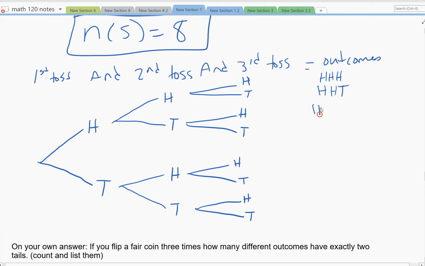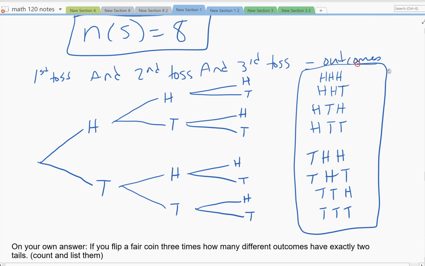So the next one would be heads, tails, heads. Heads, tails, tails. Tails, heads, heads. Tails, heads, tails. Tails, tails, heads. And then all 3 come out tails. A little sloppy there, but if you count them, these are all the possible outcomes. There should be 8 of them. And that would be my universal set. And then again, we're also going to have to count subsets of that. So there's all the possible things that can happen when I toss a fair coin 3 times. Those are all the possible things that can happen with my 3 tosses.